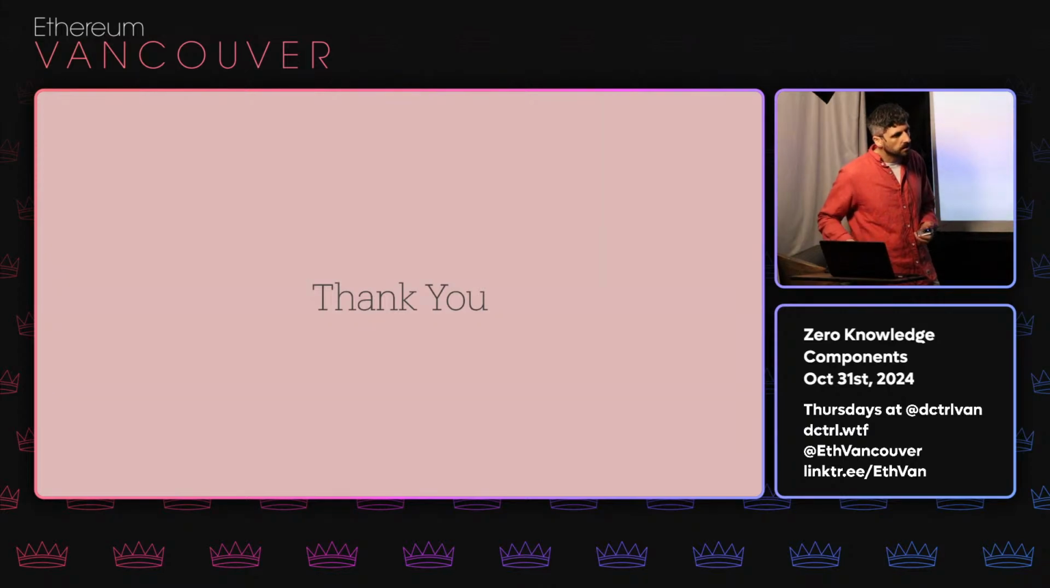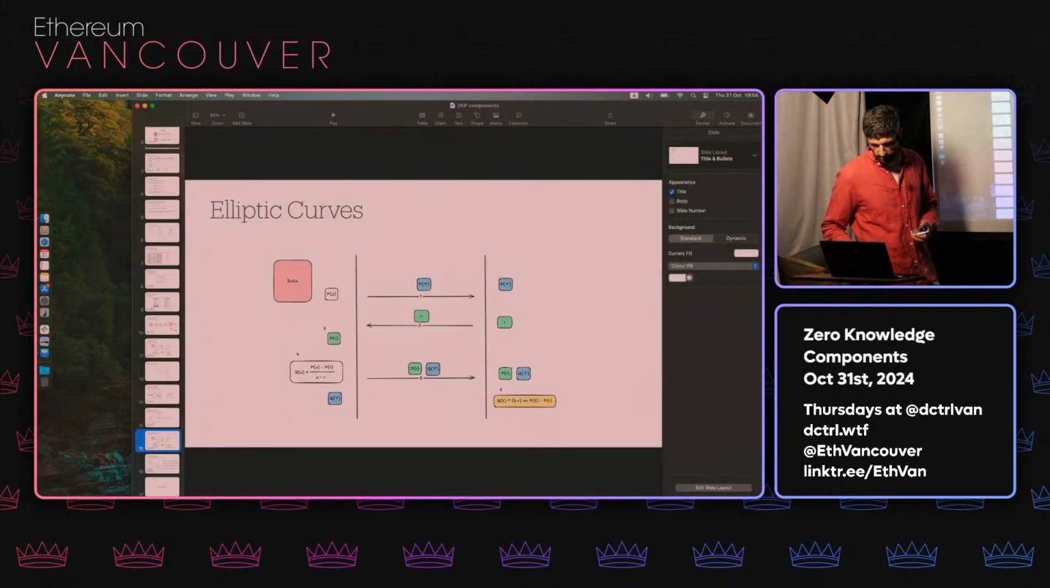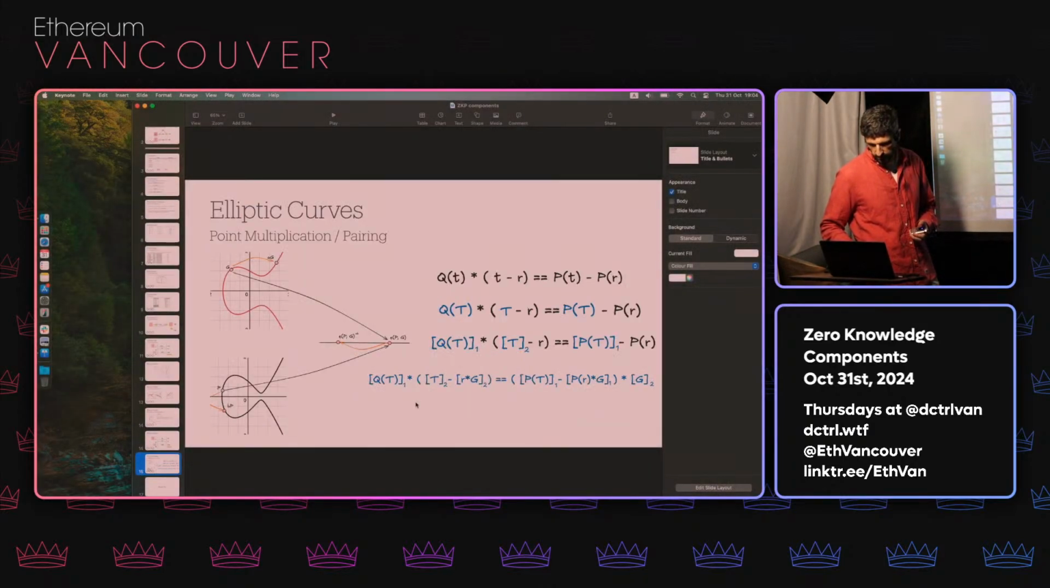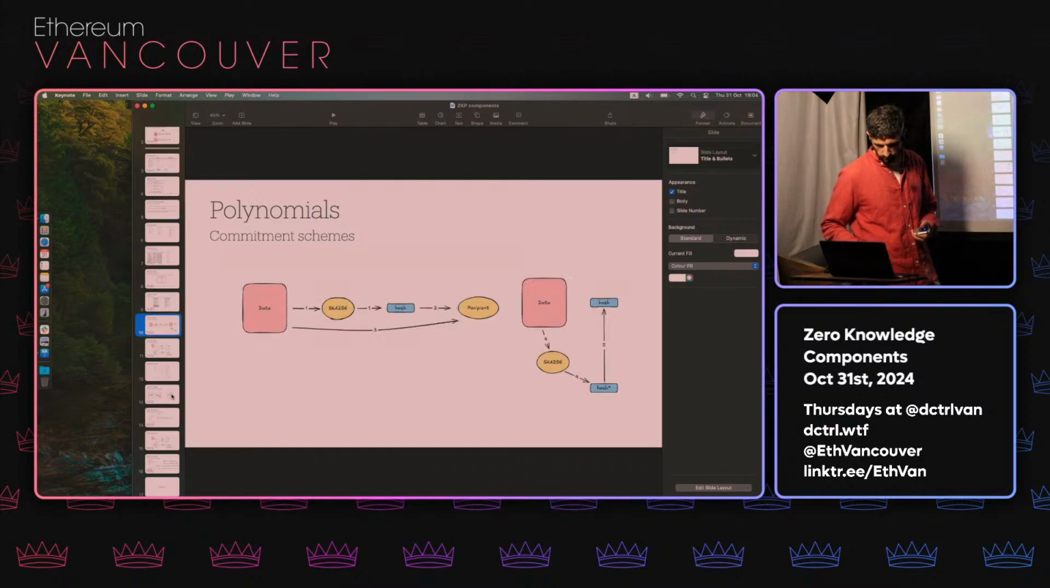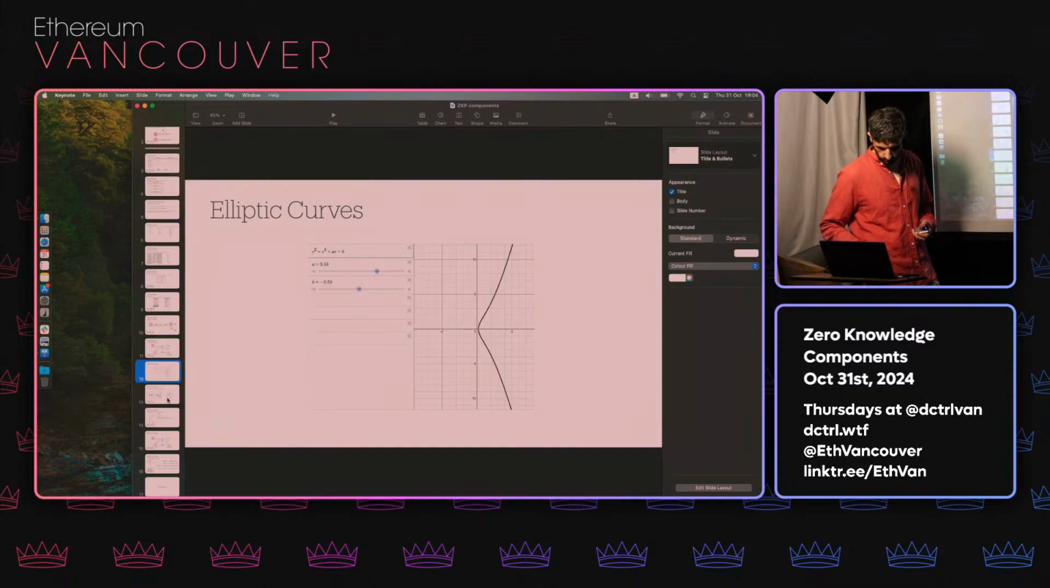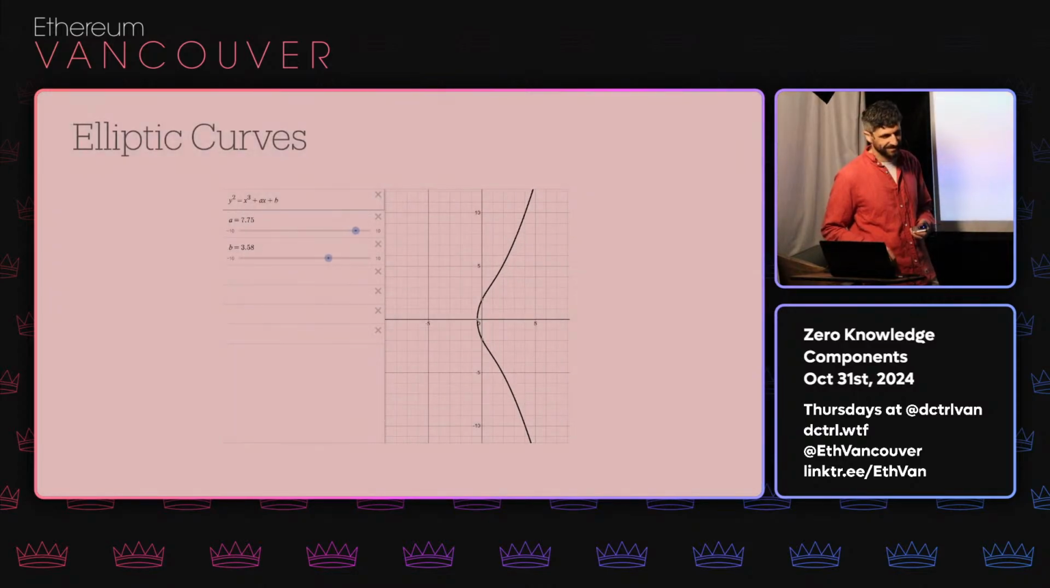Which one? The last one? Oh, the finite fields. The elliptic curve. This one? Okay, that was very fun to watch.